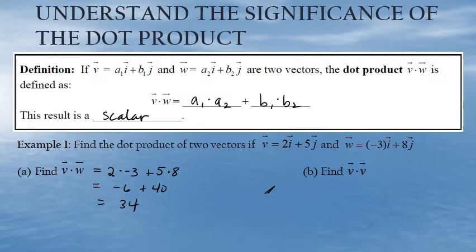Now we're going to find the dot product of the vector v with itself. And so what we're going to do is take 2 and multiply it by itself, and then add that to 5, also multiplied by itself. I suppose another way that I could have written that would be 2 squared plus 5 squared, or 4 plus 25, which is 29. Also a scalar.